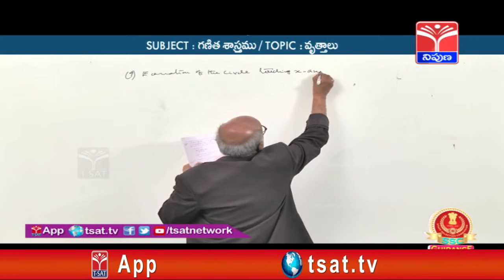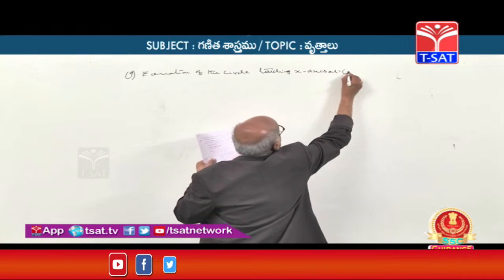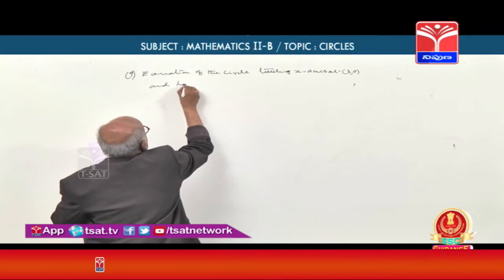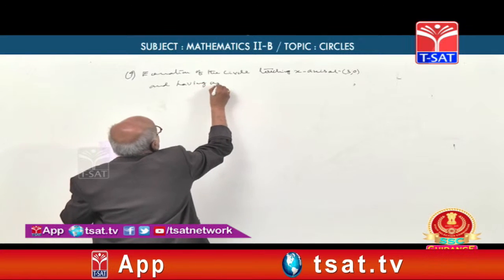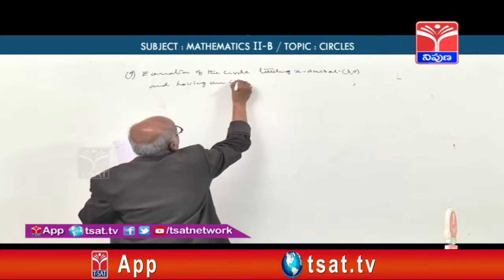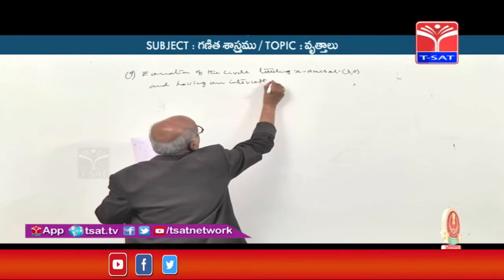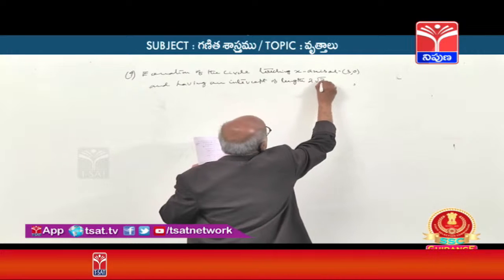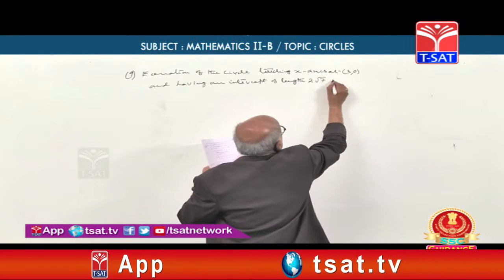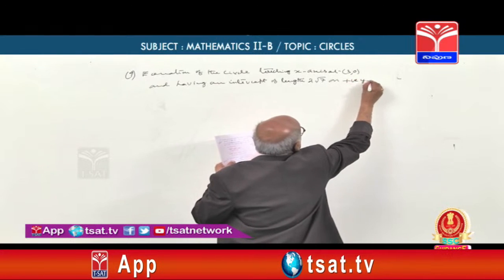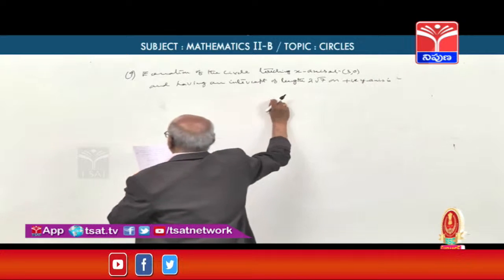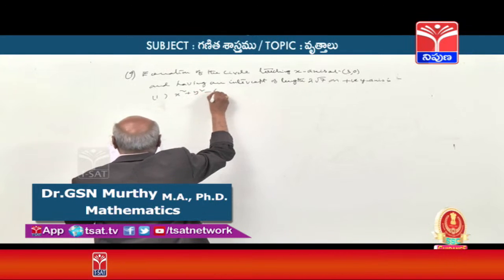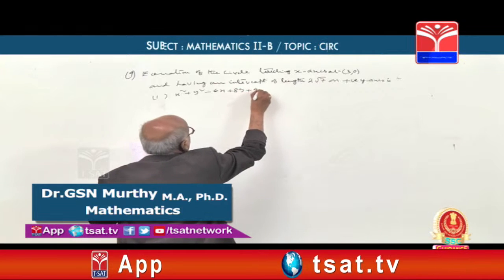x-axis at (3, 0) and having an intercept of length 2 root 7 on the positive y-axis is: Number 1, x square plus y square minus 6x plus 8y plus 9 is equal to 0.